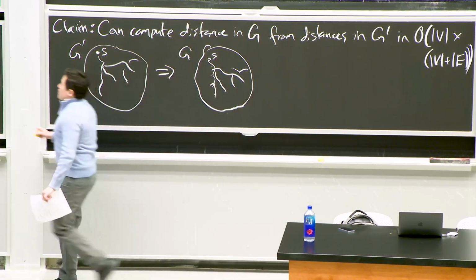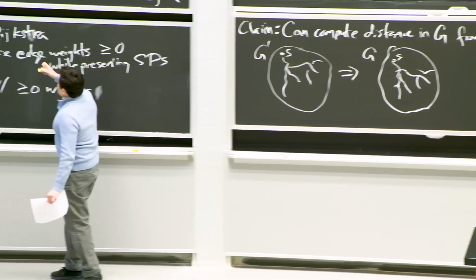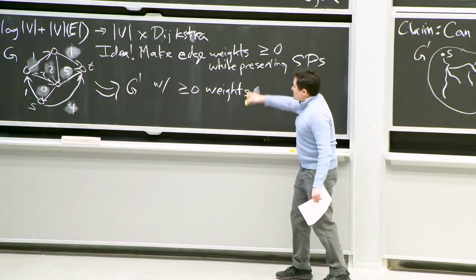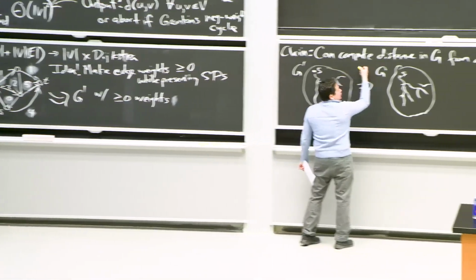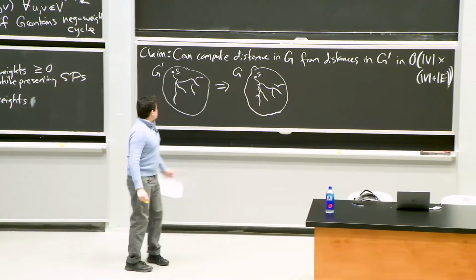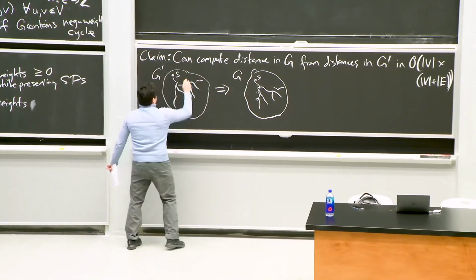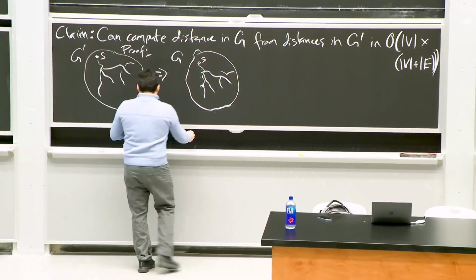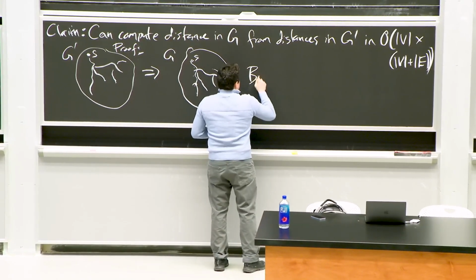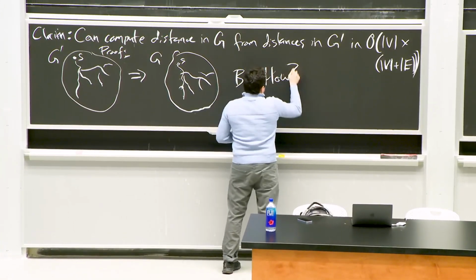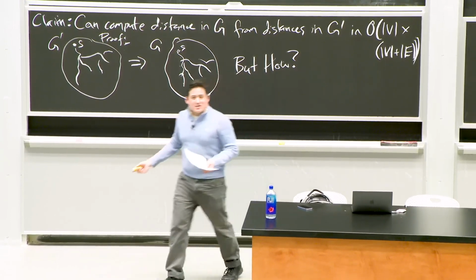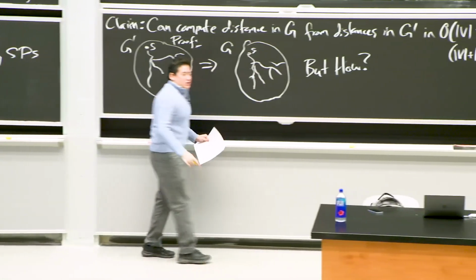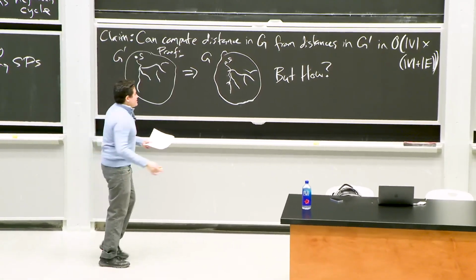All right, so we were wanting to make edge weights non-negative while preserving shortest paths, because if we could do that, we could solve our original all pair shortest paths problem. Okay? So this is the proof sketch. But how can we do this? But how? It doesn't even seem like this could be possible generally, right? How can I just reweight the edges and maintain that the shortest path trees are the same? That seems hard to do.